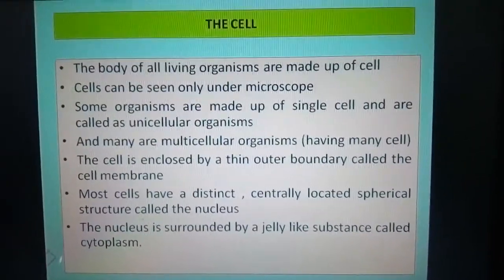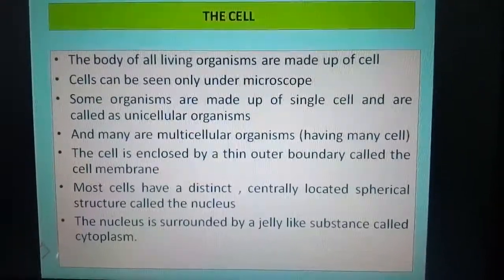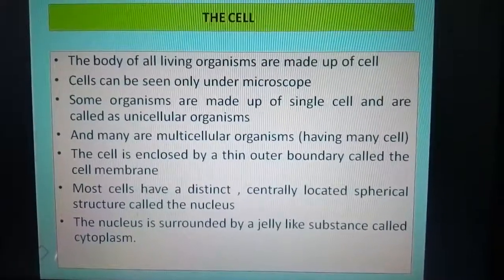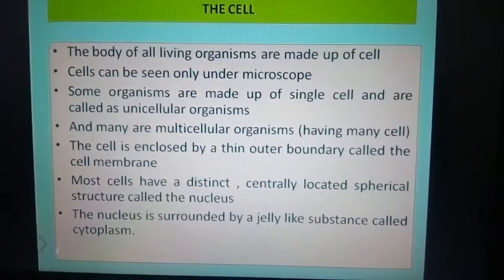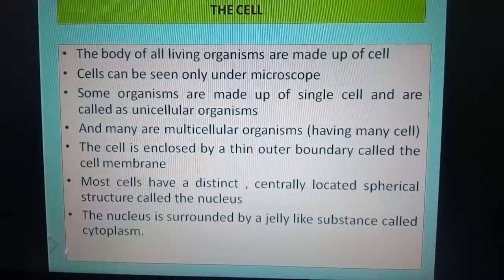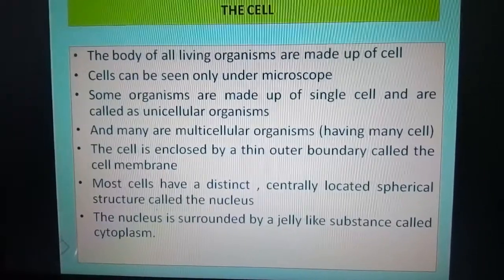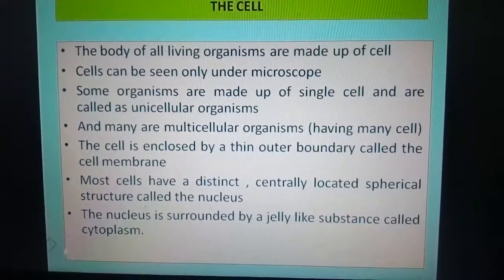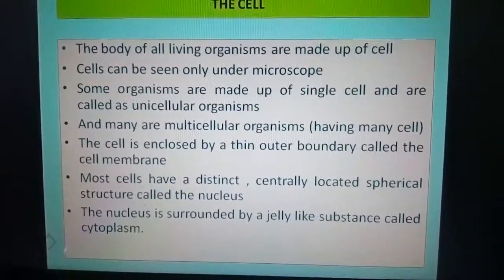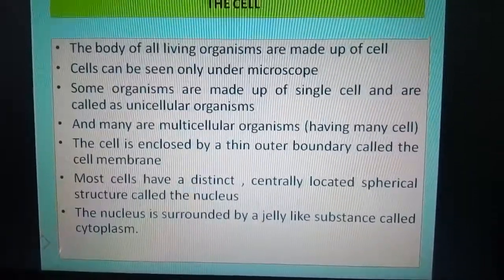Before that, I would like to tell you about the cell, which you will find in lesson 1, Nutrition in Plants, page number 2. You can refer to that page to understand the cell. The bodies of all living organisms are made up of cells. Cells can be seen only under a microscope. Some organisms are made up of a single cell and are called unicellular organisms. And many are multicellular organisms having many cells.